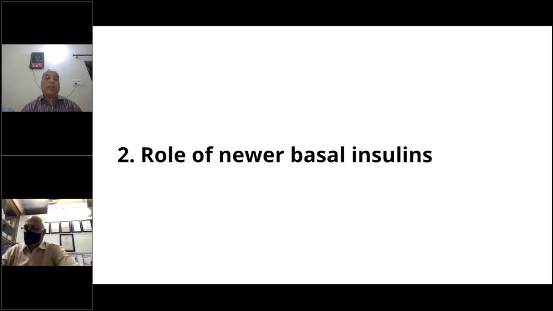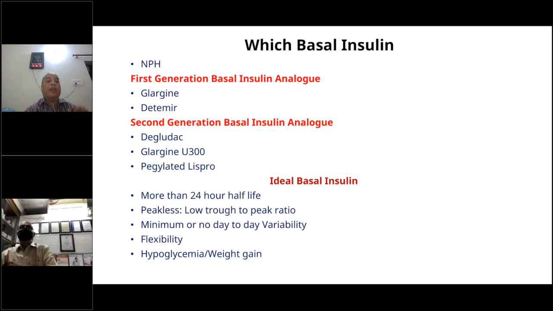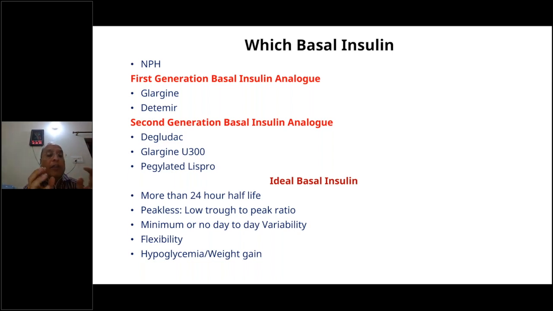Now let's understand the role of newer basal insulin on time in range. Before we go to that, there are different types of basal insulins available. This is the classification made by me: conventionally we have first NPH, which is a basal insulin. Then comes the first generation basal insulin analogs, which are glargine U100 and detemir. And now we have second generation basal insulin analogs, which are degludec and glargine U300.